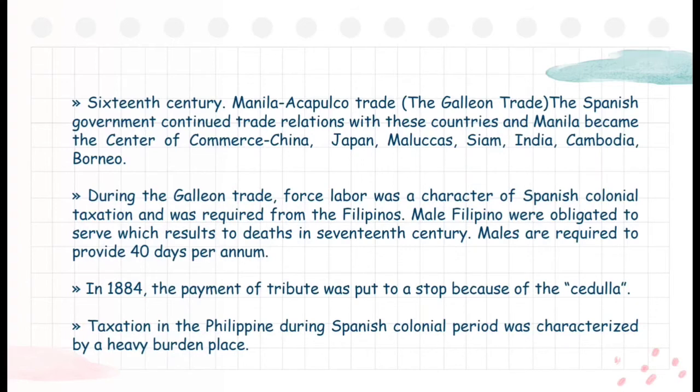Next, male individuals are required to render polo y servicio for 40 days per annum. They may opt out by paying for their absences at 3 pesos per annum, yet imagine how big a peso was worth way back then compared to nowadays, for which the collection was usually lost and brought to corruption because it was just collected at the municipal level.